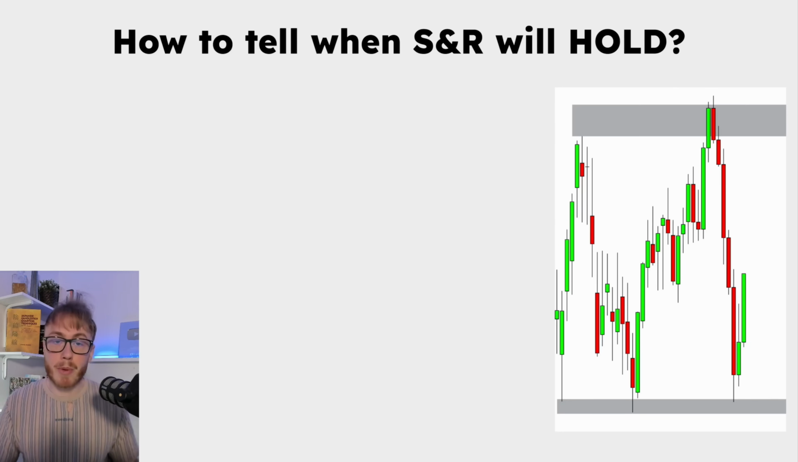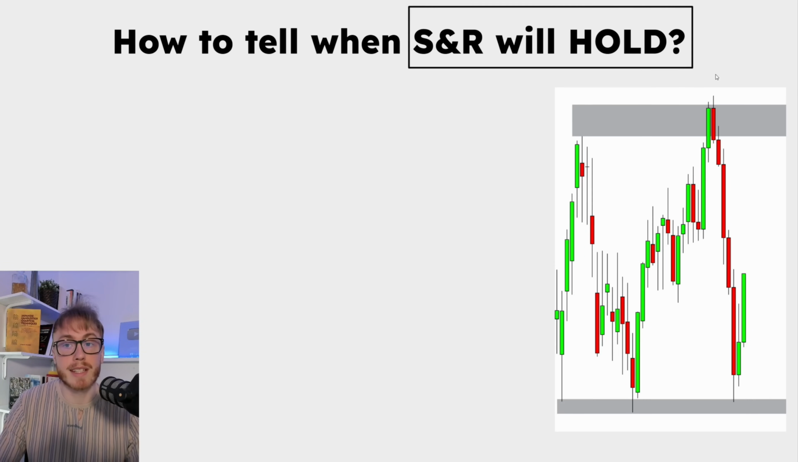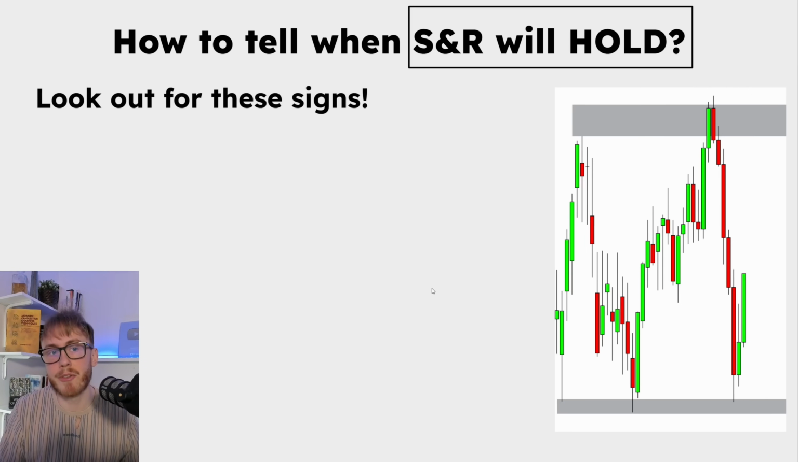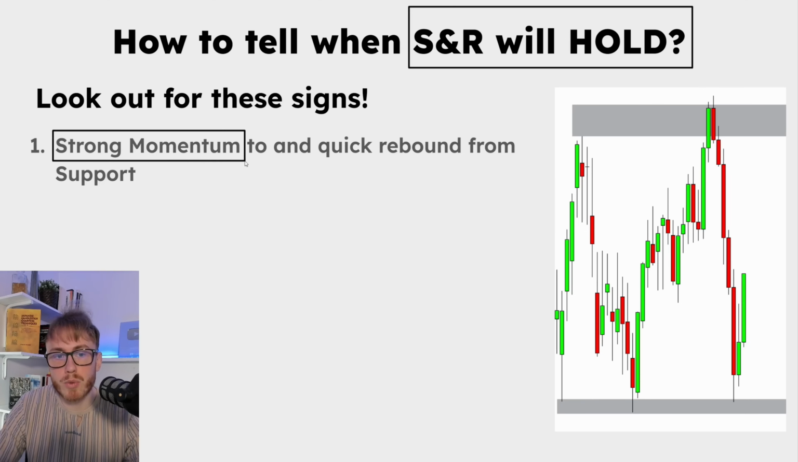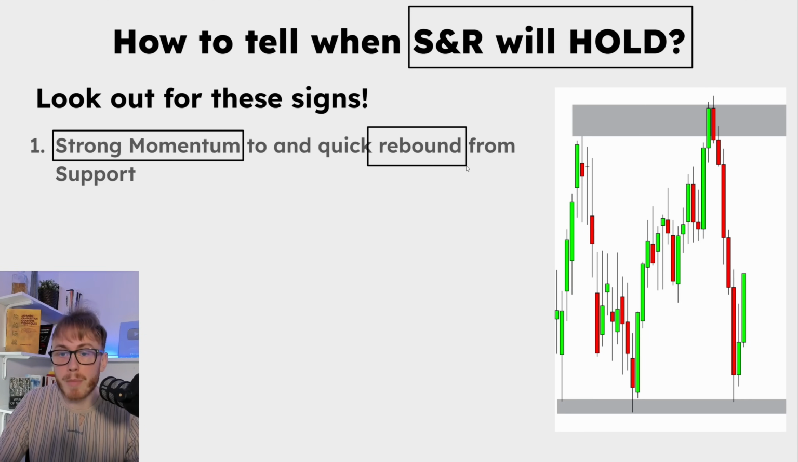But okay, so it's very important to understand what makes a support and resistance likely to break, but it is, of course, at least as important to understand how to tell when support and resistance will hold. So how can we tell when we are going to see a bounce off support or a strong reaction off resistance? And once again, to understand this, there are a few rules and signs we need to understand. The very first thing I'm looking out for when it comes to support and resistance holding is that I want to see strong momentum to, and quick rebound from, the support.